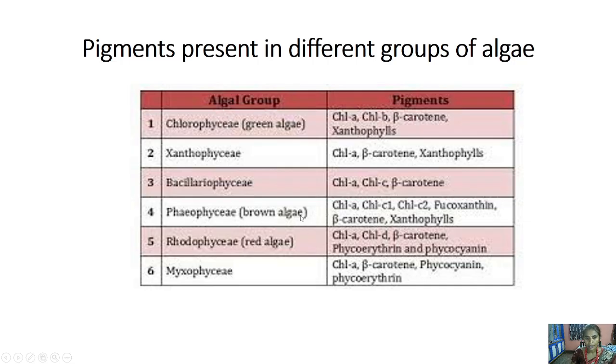Phaeophyceae, commonly called brown algae, contain chlorophyll A, chlorophyll C, fucoxanthin, beta carotene, and xanthophylls in various combinations. Whereas Rhodophyceae, commonly called red algae, contain combinations of pigments like chlorophyll A, chlorophyll D, beta carotene, phycoerythrin, and phycocyanin. Myxophyceae, otherwise known as Cyanophyceae, are commonly called blue-green algae. They have a combination of pigments like chlorophyll A, beta carotene, phycocyanin, and phycoerythrin in different compositions.